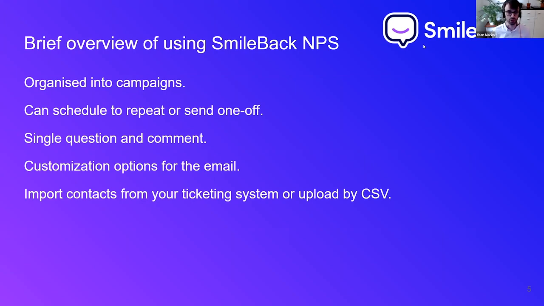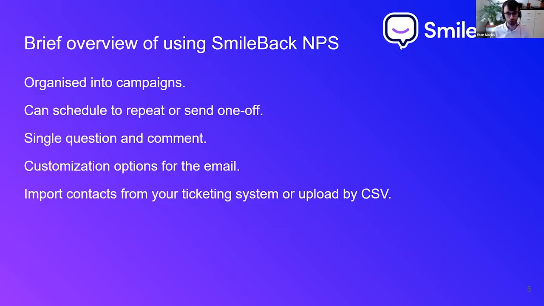For example, the way we do it is we send an NPS survey to new customers once a month, so everyone who became a new customer in the last month. Then we have a regular one for the most active users once a quarter, and then another one for people who we think are probably important but maybe not so much using SmileBack day to day. We send it to them once every 6 months. So those are 3 different campaigns.